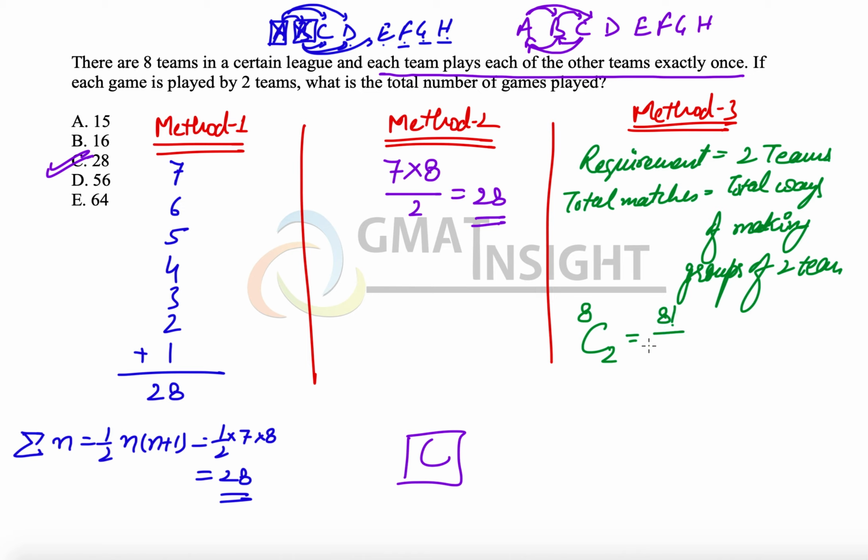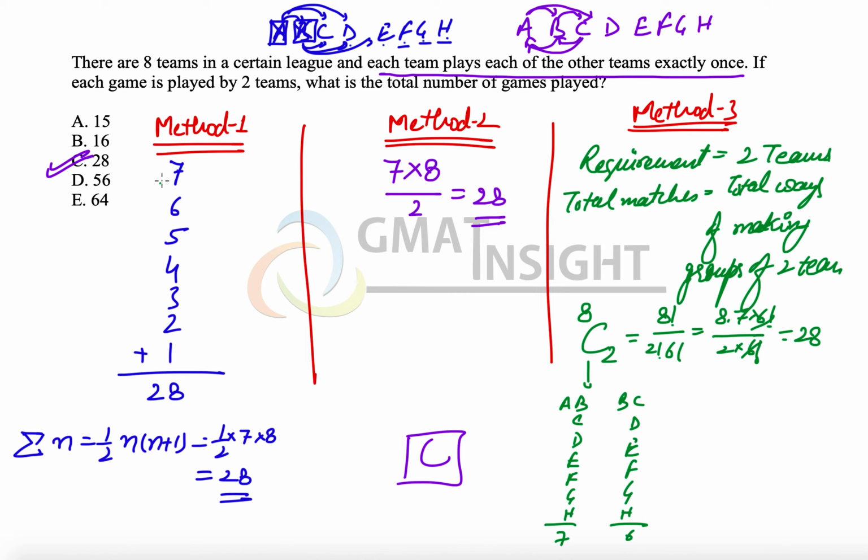And that will be 8 factorial by 2 factorial, 6 factorial. And if you simplify this, 8 into 7 into 6 factorial by 2 times 6 factorial, the answer is again 28. This 8C2, if you want to just find it manually, then the combinations of A will be AB, AC, AD, AE, AF, AG, AH. That means 7 combinations. Then the combinations of B will be BC, BD, BE, BF, BG, BH. That means 6 combinations. So basically it is the same calculation we are doing in just one step, and that way we are getting the answer 28, which is again option C.